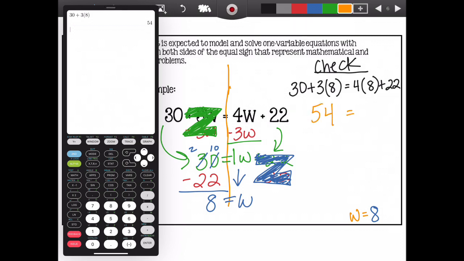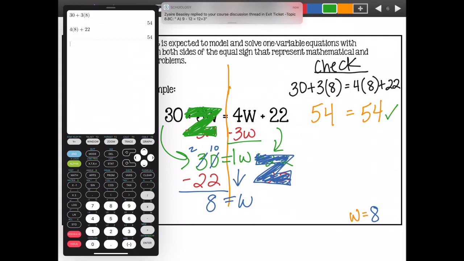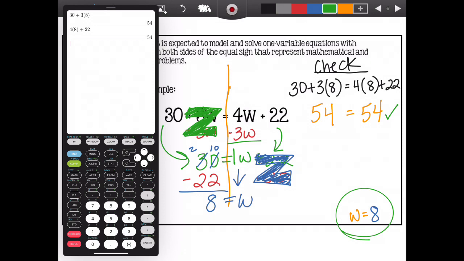Okay, so my right side has to equal 54 in order for my solution to be true. So 4 times 8 plus 22, and I also get 54. So yes, both of my sides are 54, so my solution for w is 8.